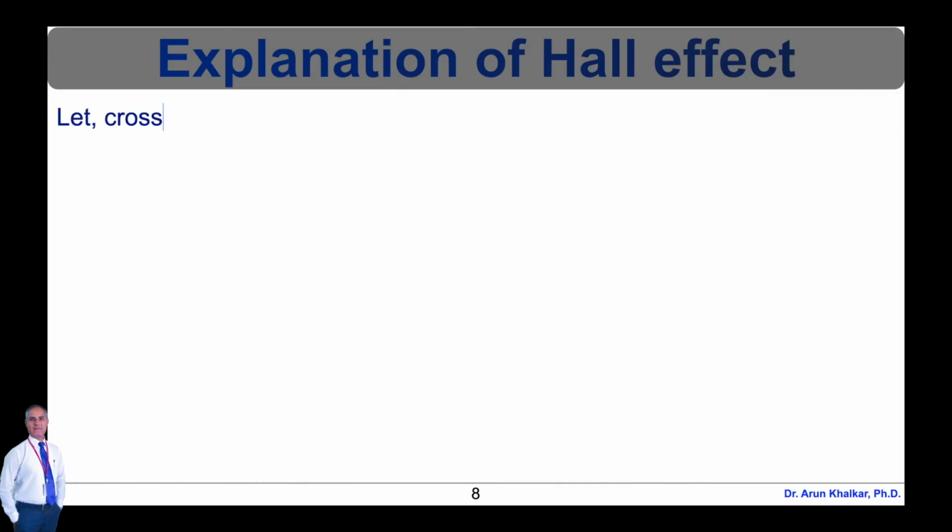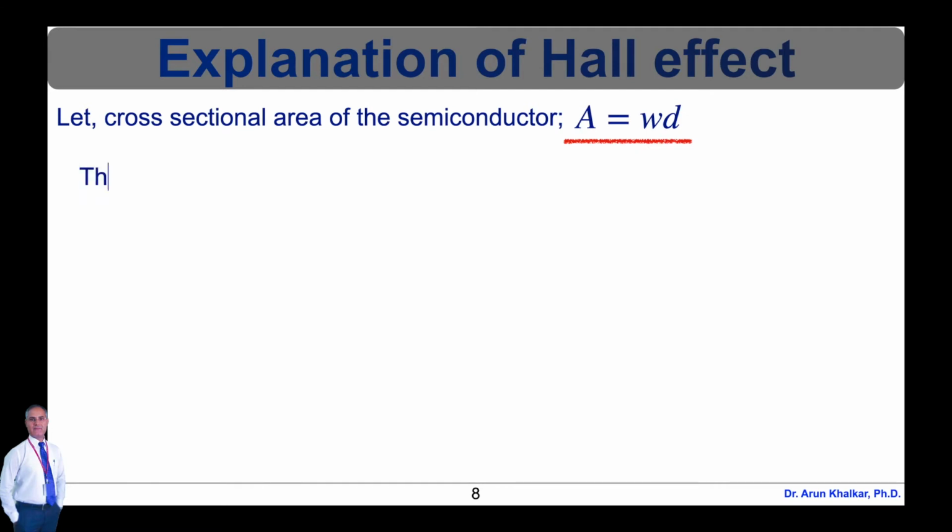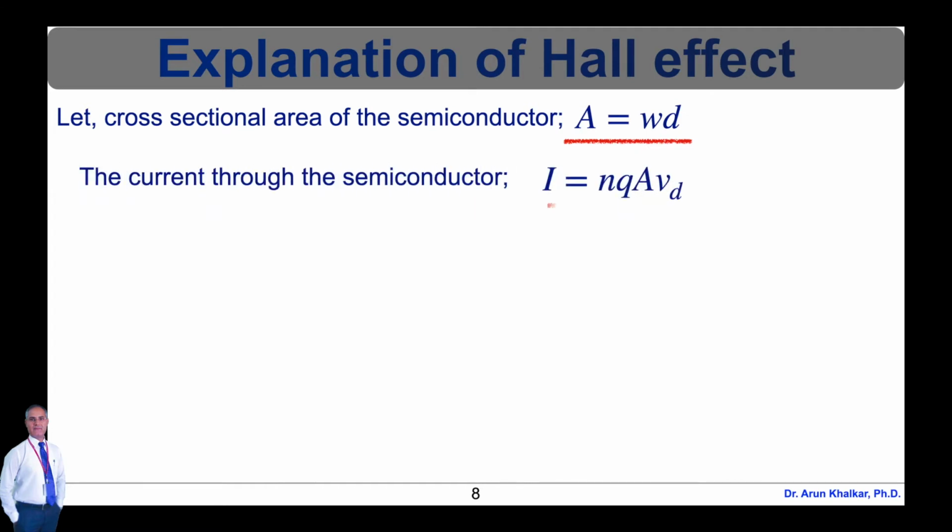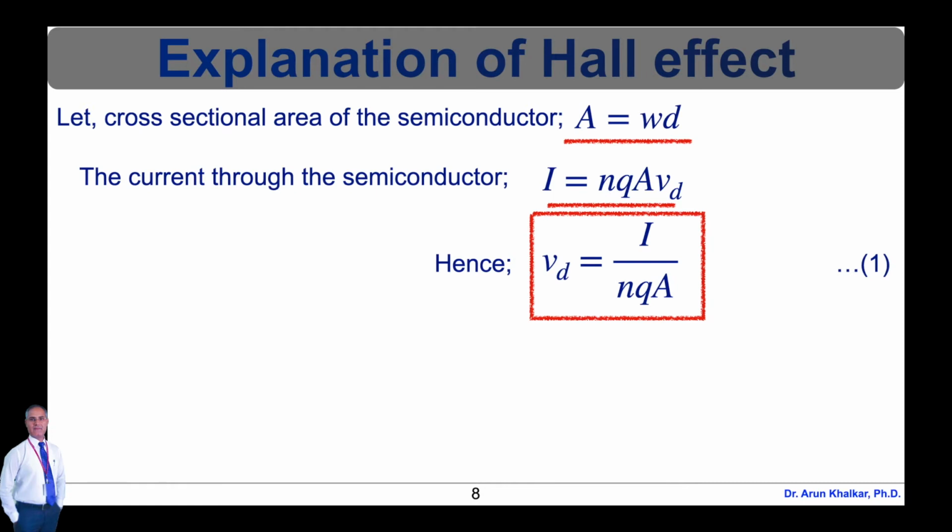Now let's consider the cross-sectional area of the semiconductor. Let's say capital A is equal to WD. The current through the semiconductor, capital I, is equal to NQAVD. Hence, Vd, that is the drift velocity, is equal to I upon NQA. Let's say this is equation number 1.